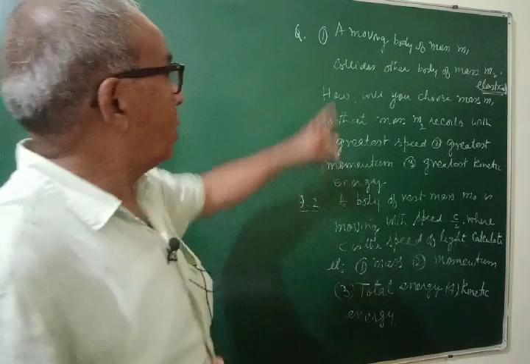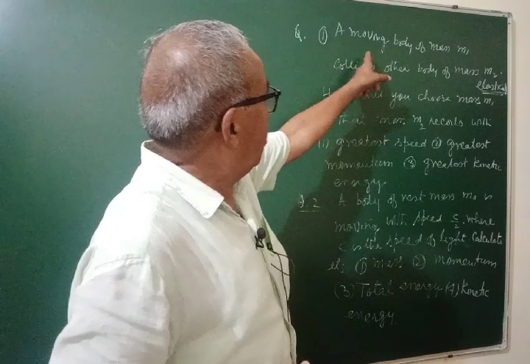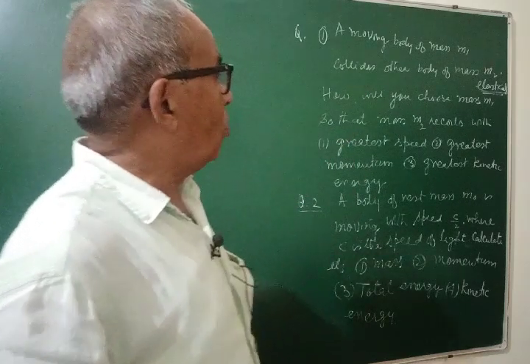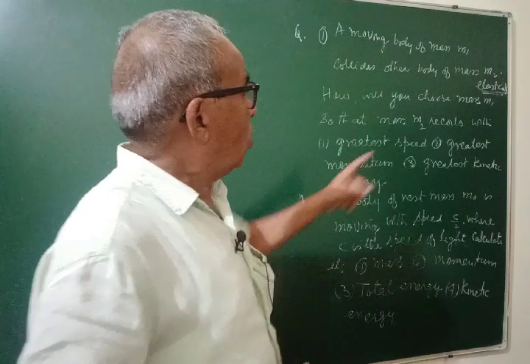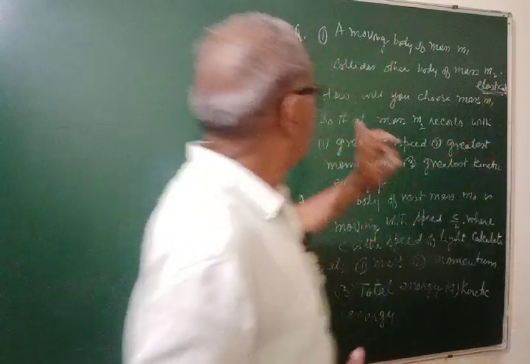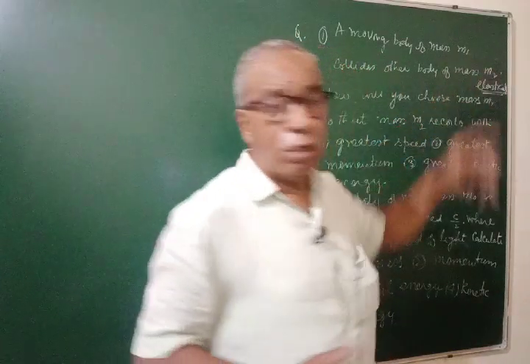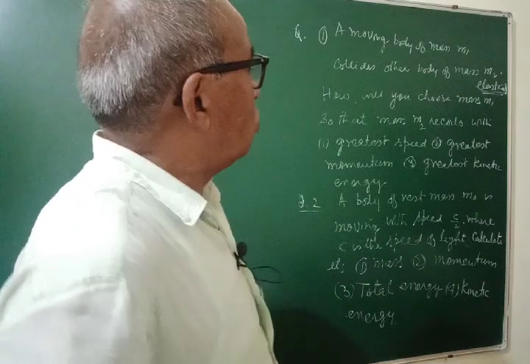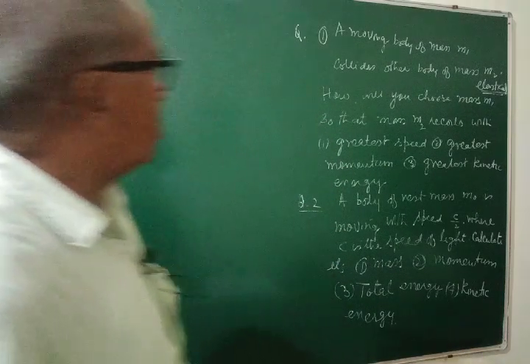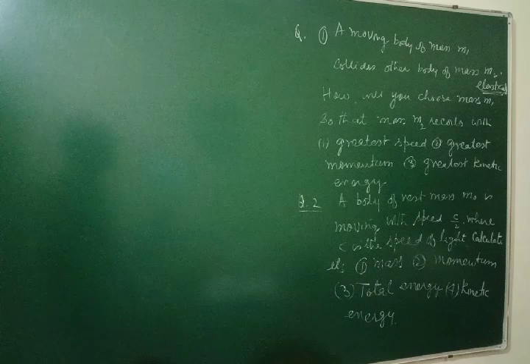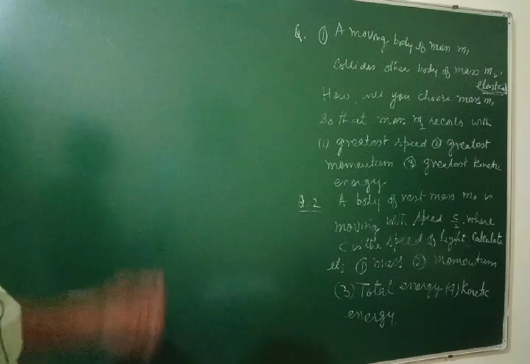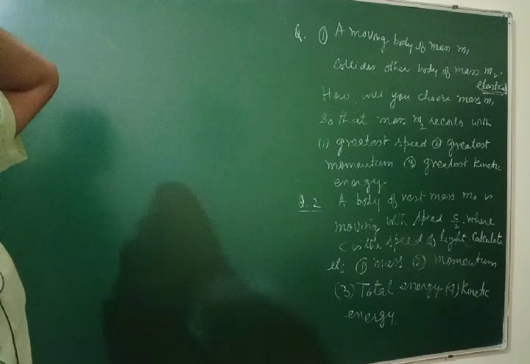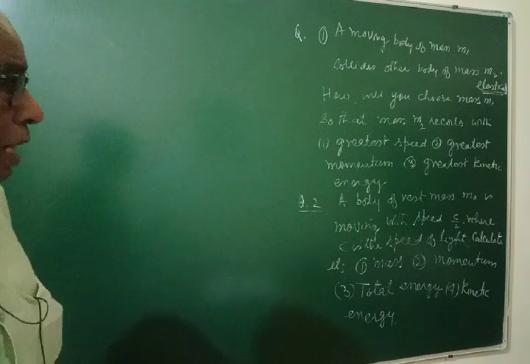I am reading the question again. A moving body of mass m1 collides elastically with another body of mass m2. It means the collision between mass m1 and m2 is elastic. How will you choose mass m1 so that mass m2 recoils with greatest speed, greatest momentum, and greatest kinetic energy?